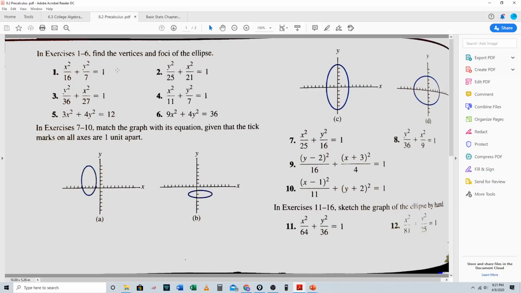Find the vertices and foci of the ellipse, where the center is the origin, so you're not asked to find the center because it's the origin. I think we kind of just went over that, but I'll look at number 2. It's not too nice when they don't give you simple values, but I guess it's okay. I think it works out okay.